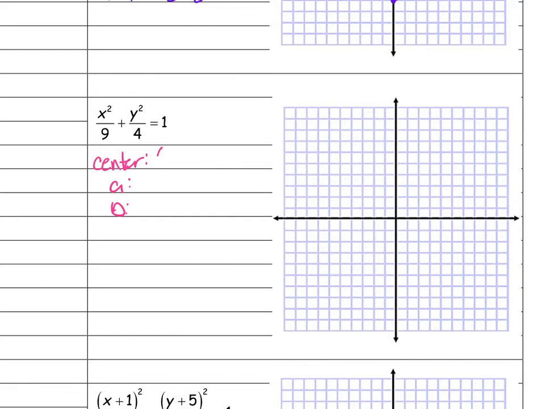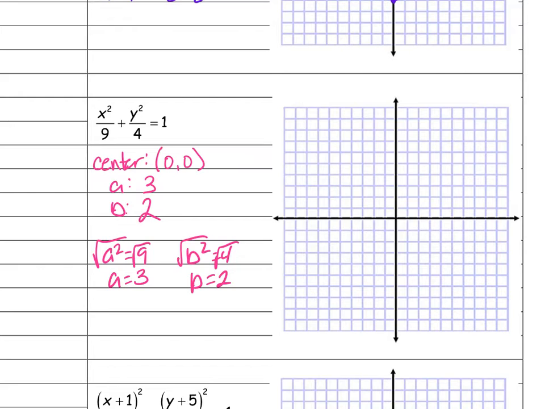So my center is 0, 0 again. Great. And I know that A squared equals 9, so A is going to equal 3. And I know that B squared equals 4, so I take the square root of that. So B equals 2. Great.